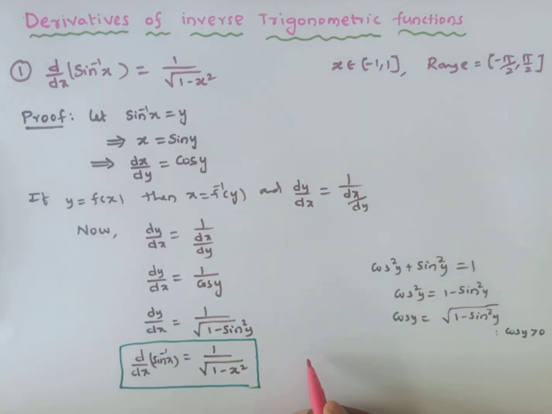Similarly, you can solve number 2, that is d by dx of cos inverse of x. The derivative of cos inverse of x equals minus 1 divided by root of 1 minus x square.